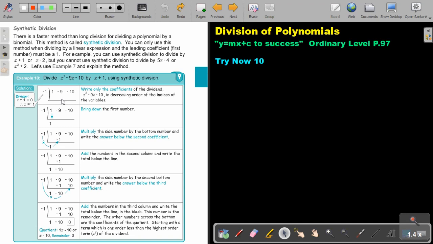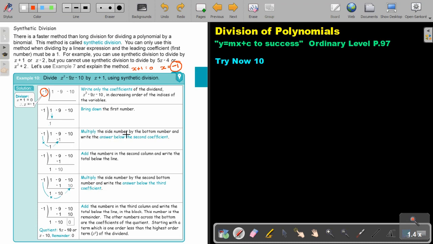Now, the first thing that we do is write only the coefficients of the dividend. So, there's a 1, there's a negative 9, negative 10. Always remember to grab the sign in front of it. In this one, you do it like this. It's x plus 1. So, basically, you say x, make it almost like an equal sign, take it over, negative 1, and that you're going to write there. Okay, now bring down the first number. That first number, just bring it down, that's all.